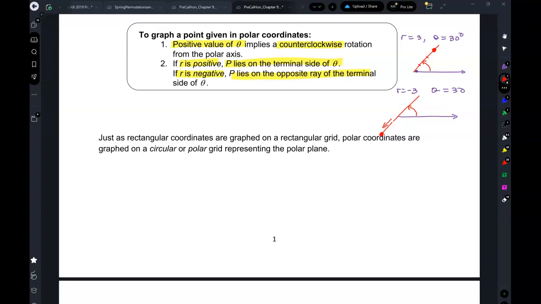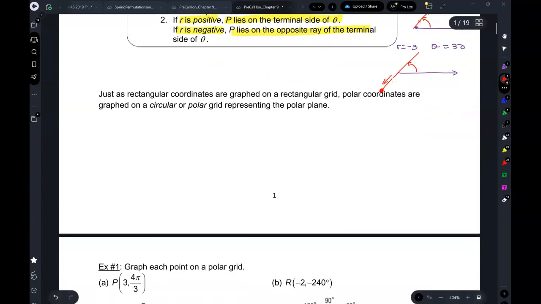It's exactly it. And so if you added 180, it would give you the same. If you want to keep the radius the same, a positive value, but add 180, exactly. That's what we're going to do right now.